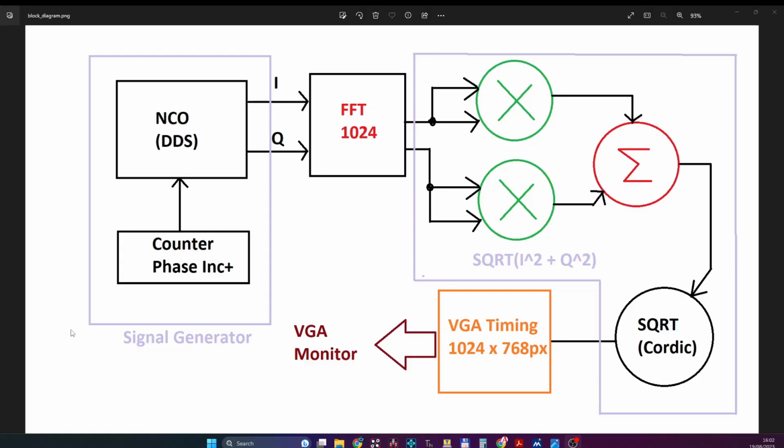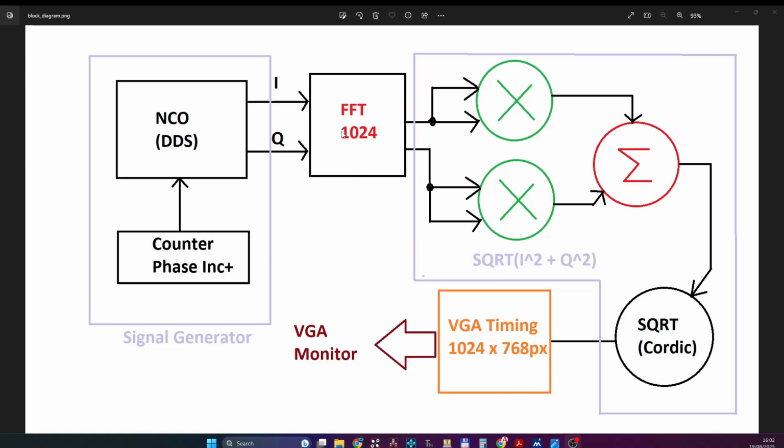Right, block diagram. What you see here on the left-hand side is a signal generator. I had to add a signal generator in order to test my design. So this is just a helper, it's not part of the actual design. The key component here is the FFT, which is coming from the tools. Everything actually comes from the tools except the VGA timing generator, which I had to write myself.